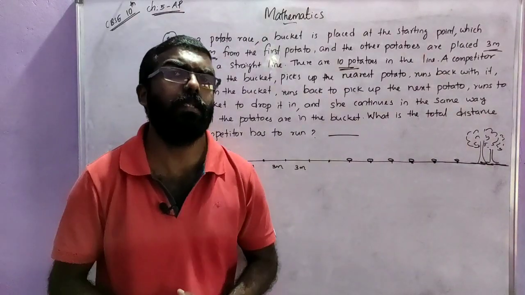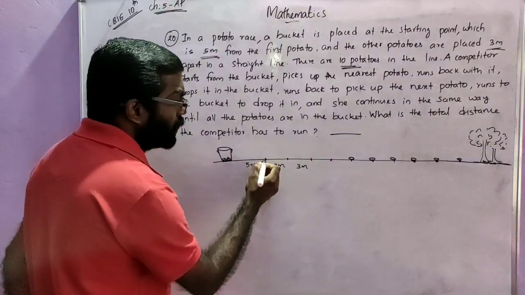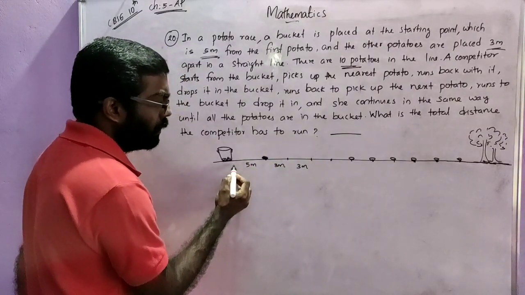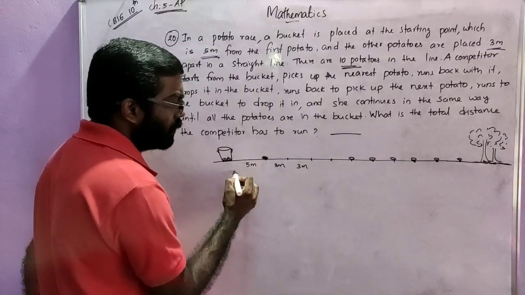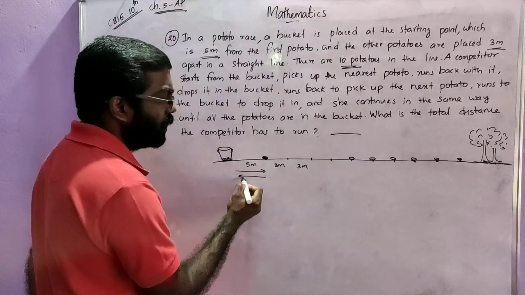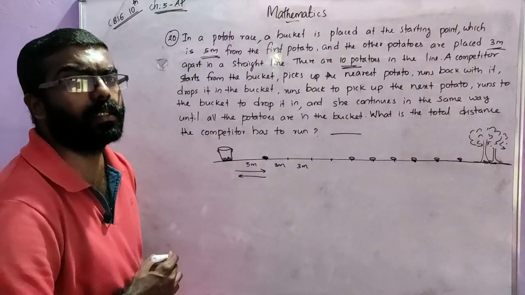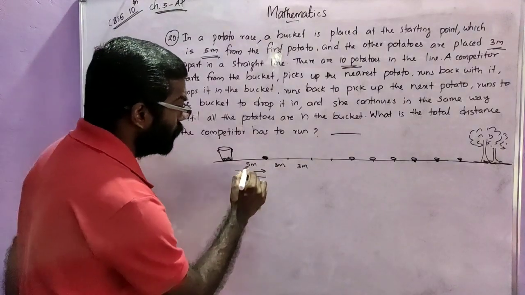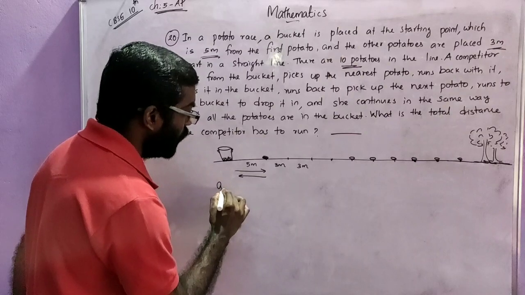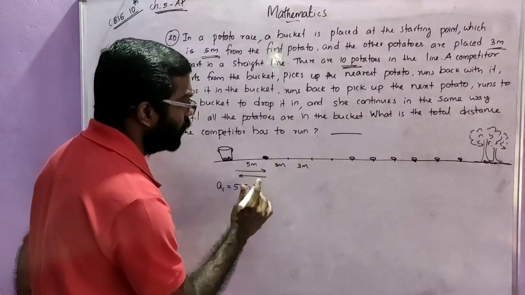So first we can check whether it is an AP or not. In order to take the first potato, the competitor has to run 5 meter forward and 5 meter backward to put the potato in the bucket. Clear? So 5 plus 5 which is equal to 10. That is, first term can be taken as 5 plus 5 which is equal to what? 10.